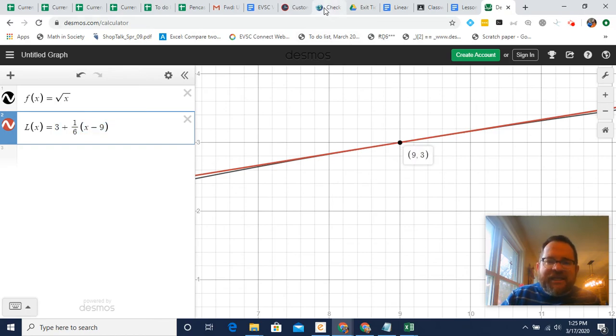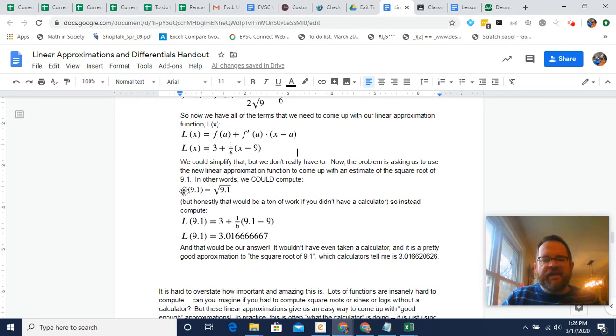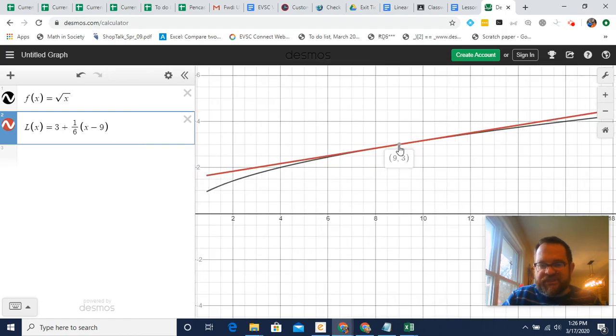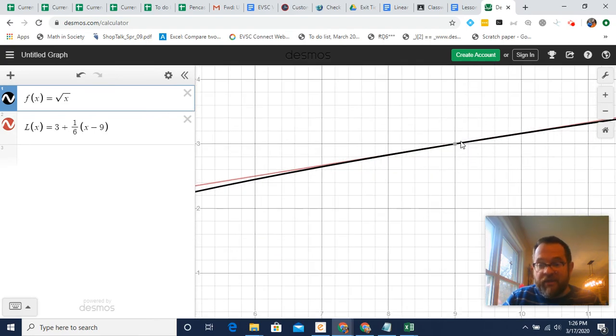Now, what the problem is actually asking here, let's go back to the handout, is to use that to find the square root of 9.1. Well, we know f of 9.1 is going to be really, really close to L of 9.1. Remember, f and L, let's go back to the Desmos window. f is our black curve, L is our red one. And in the neighborhood of 9, these two things are pretty much the same. If I was over here someplace, they're very, very different. But in the neighborhood of 9, like 9.1, these two things are basically on top of each other.